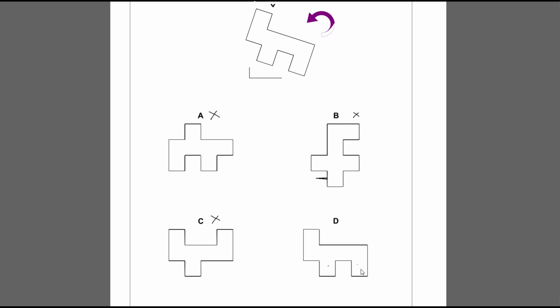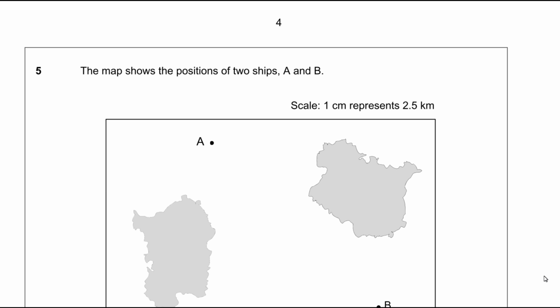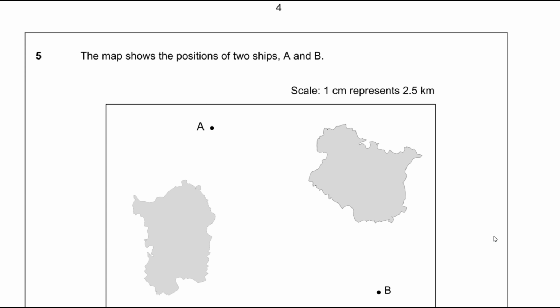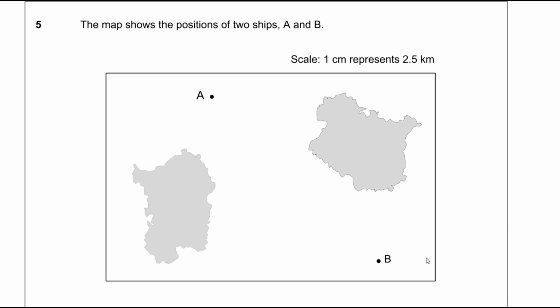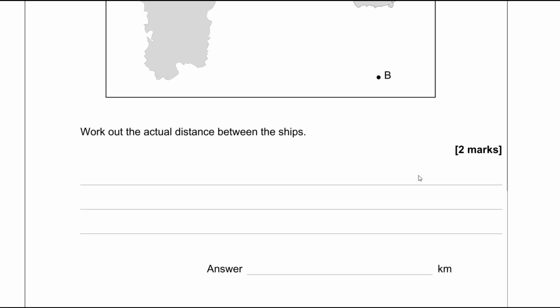Question 5. The map shows the position of two ships A and B. Where is B? I can see B is here. The map has the scale 1 centimeter represents 2.5 kilometers. Work out the actual distance between the ships.